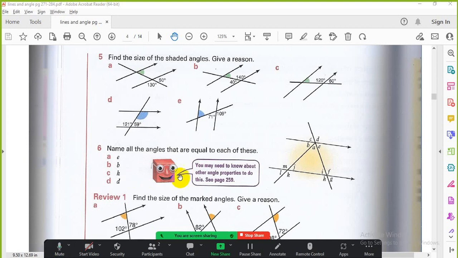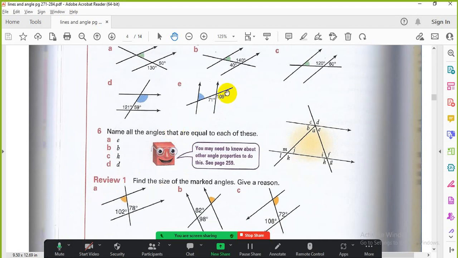Right, now can you do question number 6? When you do more questions, I think then you will get familiar. No worries. Name all the angles that are equal to each of these. Okay, can you do that question? Draw the diagram also. Now you have to write what is equal to angle E. What are the letters equal to angle E?